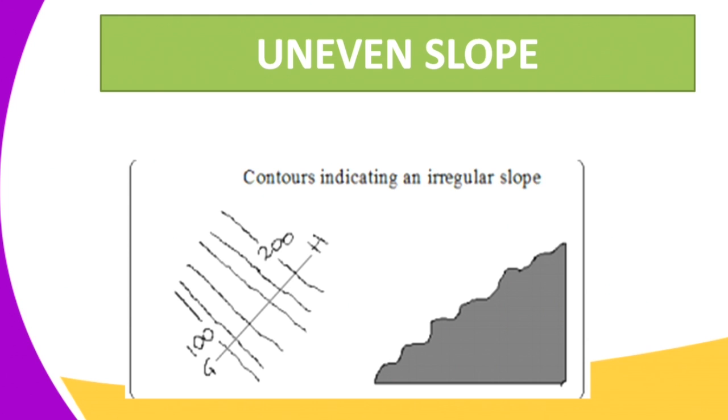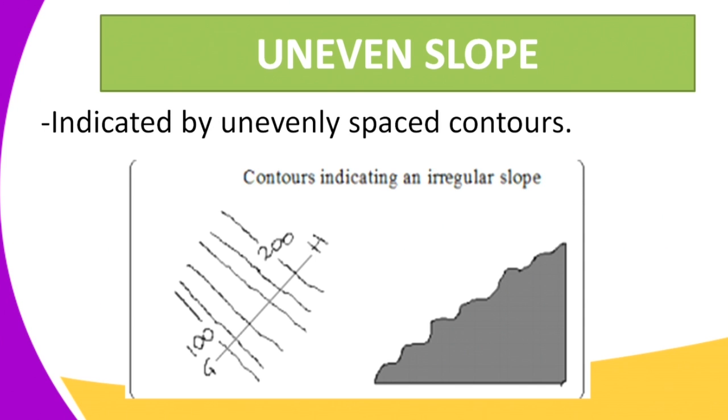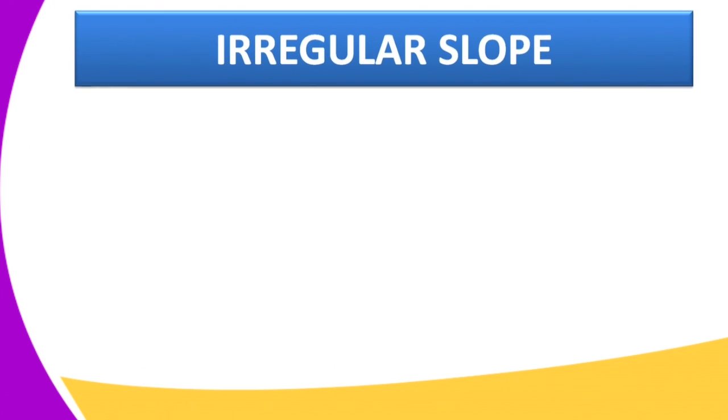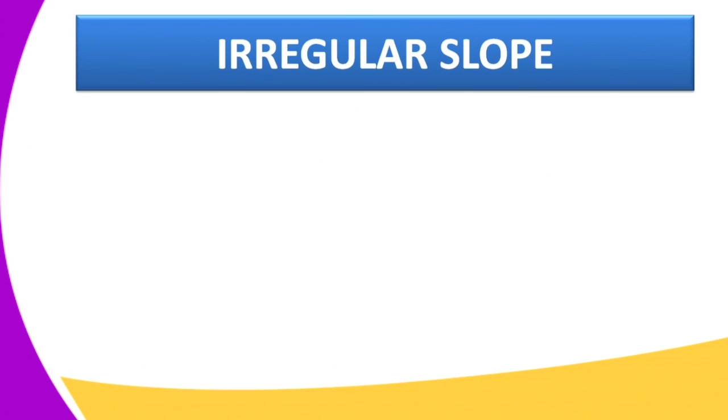So for an uneven slope, you have to look for the characteristics of some contour lines being close to each other, with some of the contour lines being wide apart from each other.